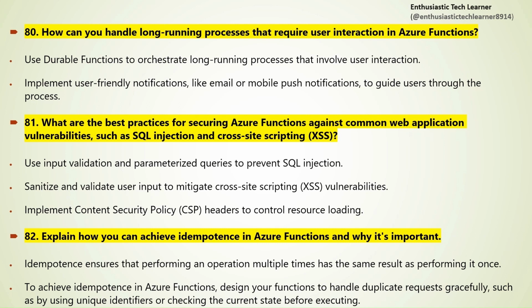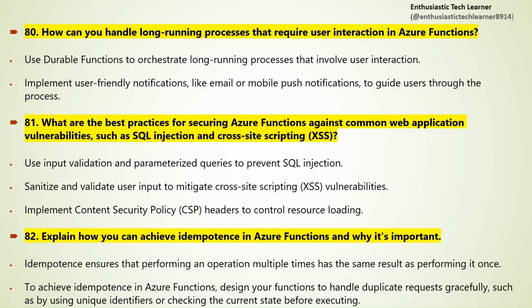What are the best practices for securing Azure Functions against common web application vulnerabilities, such as SQL injection and cross-site scripting (XSS)? Use input validation and parameterized queries to prevent SQL injection. Sanitize and validate user input to mitigate cross-site scripting (XSS) vulnerabilities. Implement Content Security Policy (CSP) headers to control resource loading.